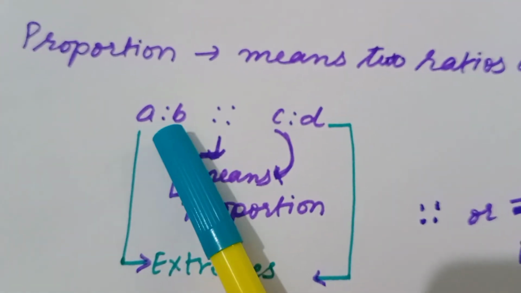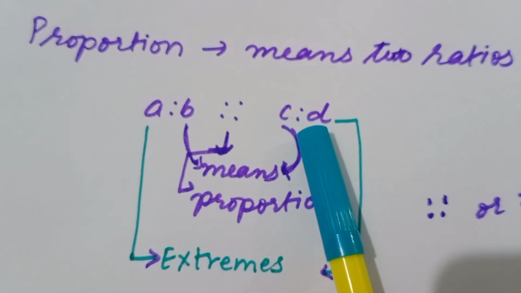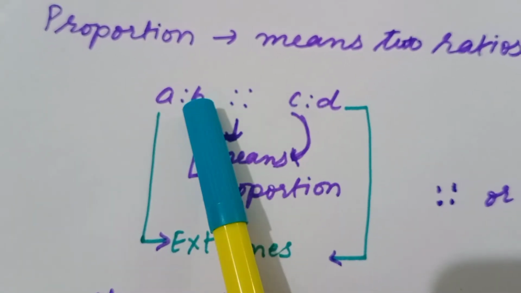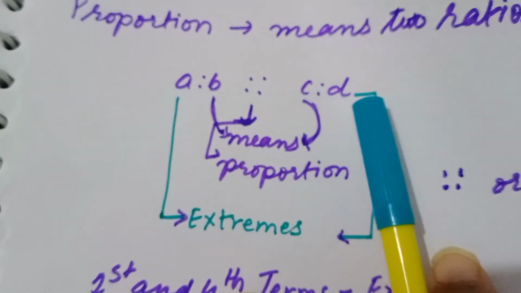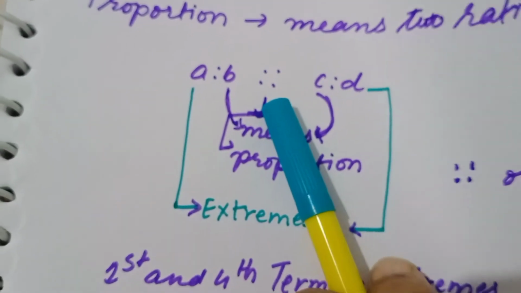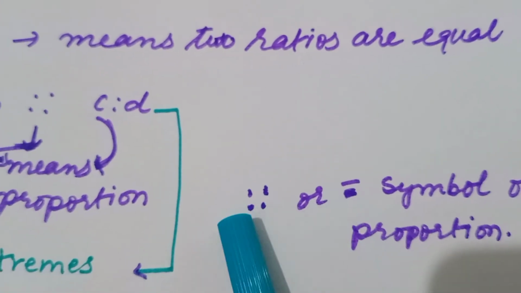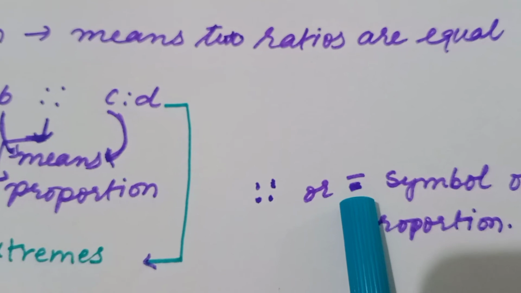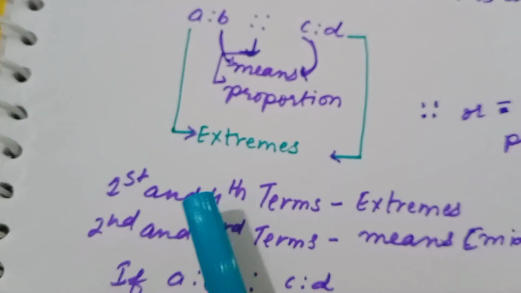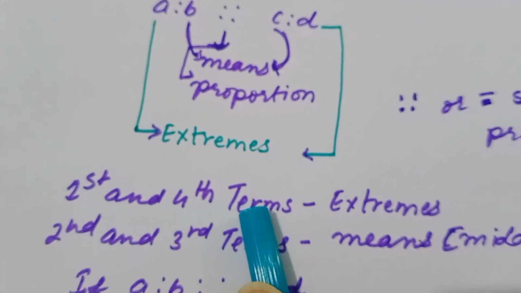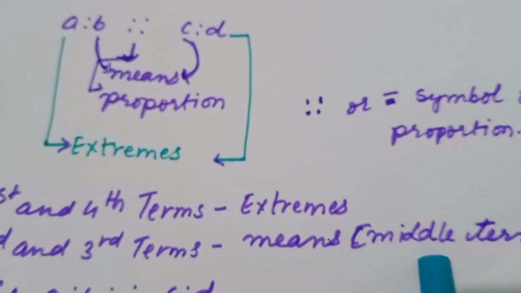If we have two ratios, A ratio B, this is the symbol of proportion, C ratio D. So these two terms, B and C, are known as means, or you can say middle terms. A and D are known as extremes, and this is the symbol of proportion, or you can say equal symbol. These four dots or this equal symbol for proportion, we can use any symbol. So here the first and fourth terms are known as extremes. The second and third terms are known as means, or middle terms.